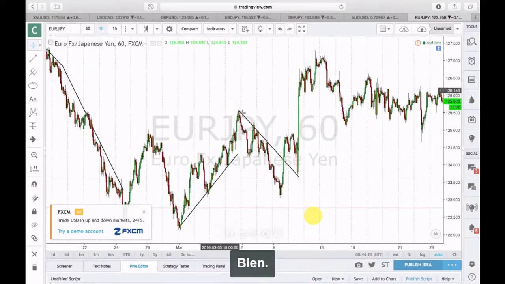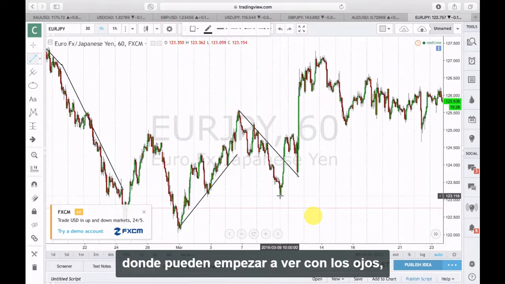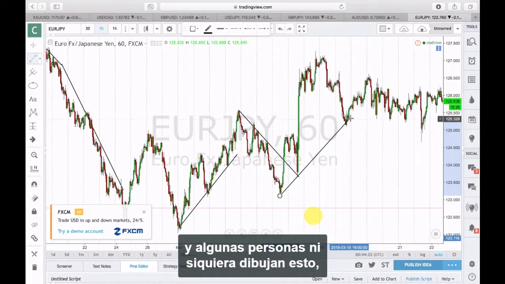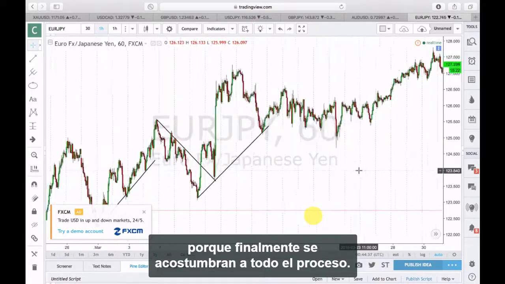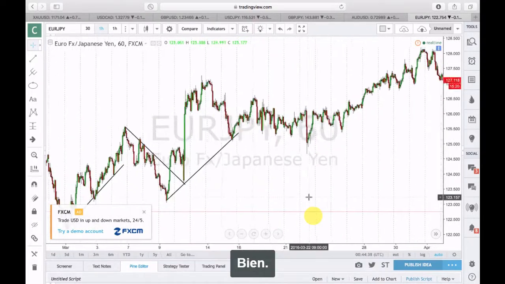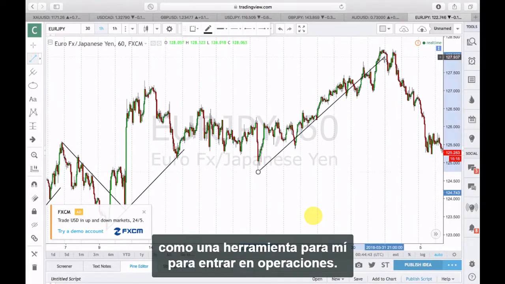Okay, what did price do here? You can see a trend. It gets to a point where you can start to see it with your eyes, and some people don't even draw these up because they eventually get used to the whole process. Okay. Now, I use this as a confirmation and as a tool for me to enter trades.